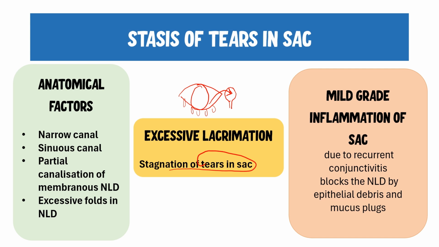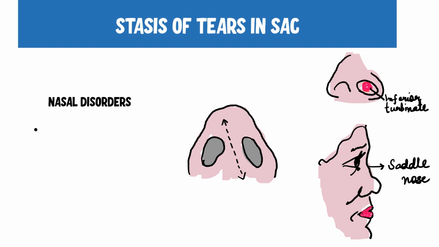and this also causes stagnation of the tears in the sac. Apart from that, when you have some low degree or mild grade of inflammation going on in the lacrimal sac, this could be because of some recurrent conjunctivitis, okay, and this will cause blockage of the nasolacrimal duct because of the epithelial debris and the mucus plug, which are generated because of these recurrent episodes of conjunctivitis. And later on, these epithelial debris and mucus plugs are going to go and block your nasolacrimal duct.